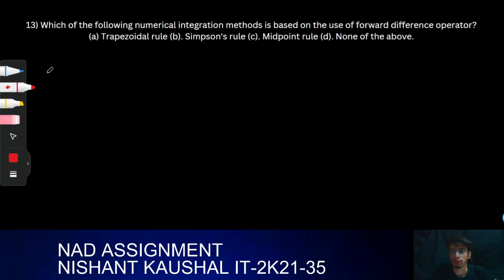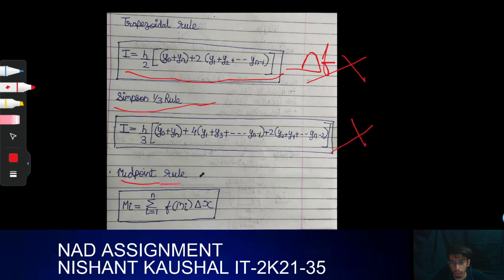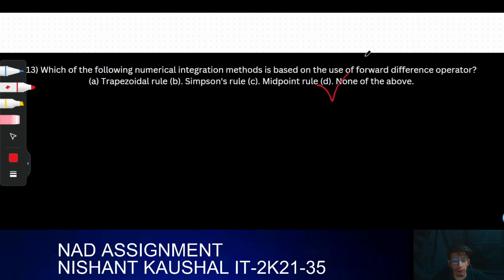Let us proceed to question number 13. Which of the following numerical integration method is based on the use of forward difference operator? Trapezoidal, Simpson one-third rule, none of the above. So let us see the formulas of all these terms. In trapezoidal formula, you can see we are not using forward difference operator. So trapezoidal is not the answer. Simpson one-third rule as well, we are not using a forward difference. And in midpoint rule, we are also not using forward difference operators. So answer will be D, none of the above.